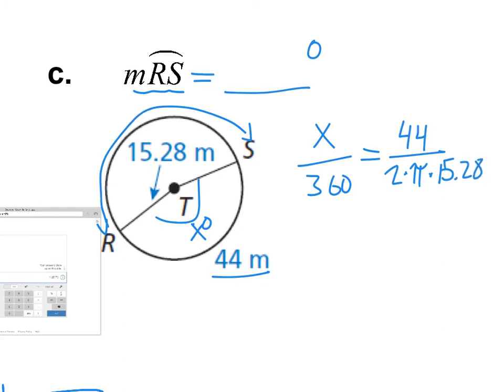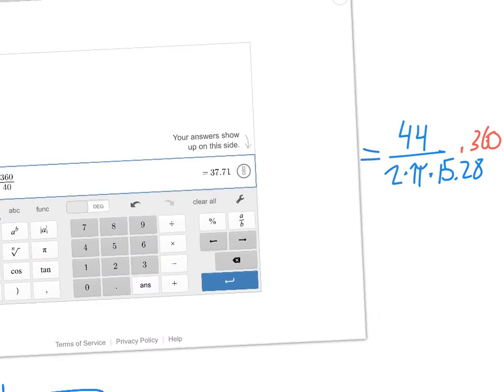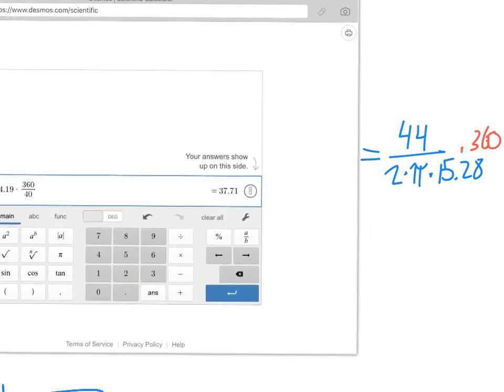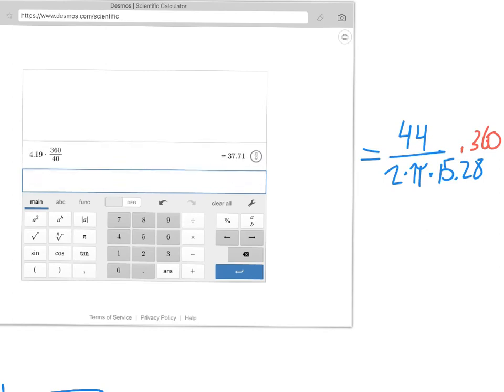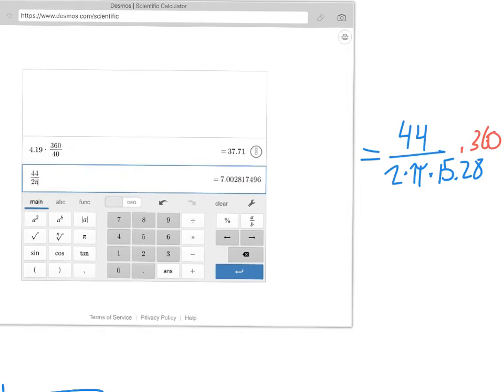Okay. To solve this, we can cross multiply, or we can just multiply by 360 on both sides. That'll cancel that out. Okay, so we're going to have to compute this carefully here. So we'll get our calculator here. So we have 44 divided by, and you got to make sure that 2 and that pi and that 15.28 all go to the bottom. Oops. And then we got to multiply by 360.